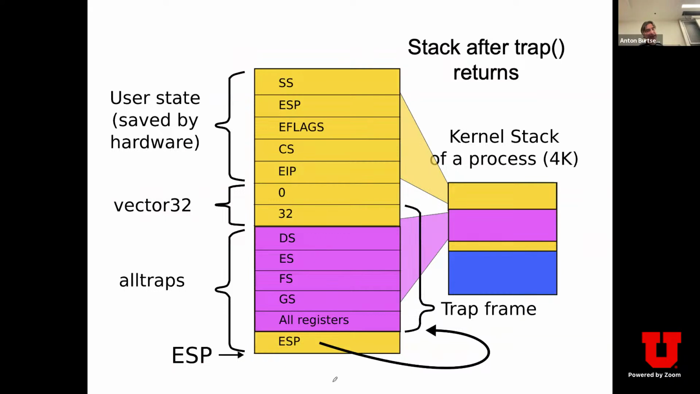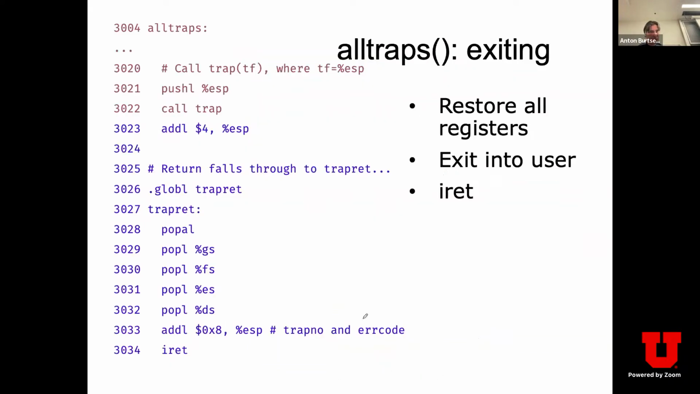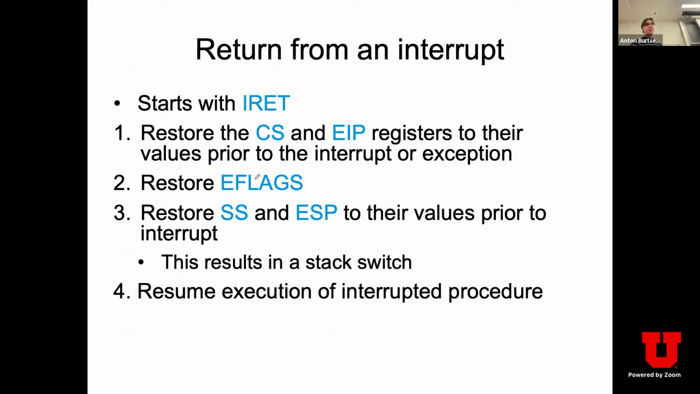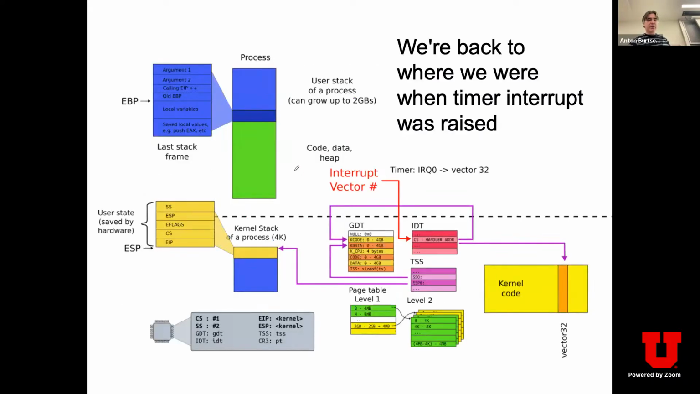So that's another illustration of how the stack looked. We restored all the registers, again wanted to come back to this one. So iret restores code segment, instruction pointer, EFLAGS, stack segment, stack pointer, and we are back to where we were when the timer interrupt hit us, right?